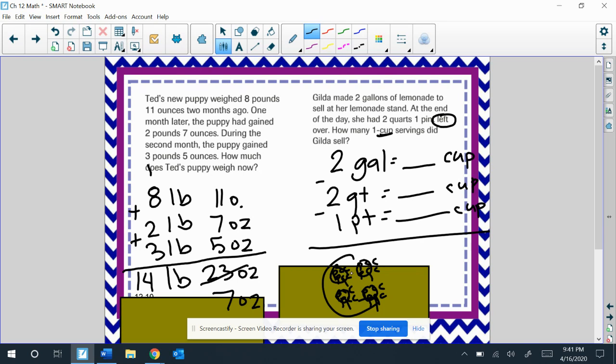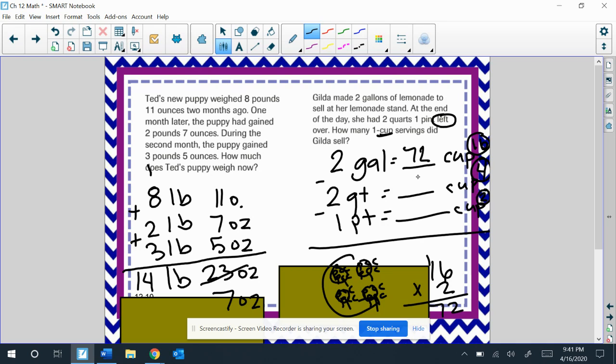Let's see, 2, 4, 6, 8, 10, 12, 14, 16. I'm going to put 16 out here. Now in a quart, we have 4 cups: 1, 2, 3, 4. I'm going to put 4. And in a single pint, we have 2. Now I know what to multiply by. 16 times 2 is 32.